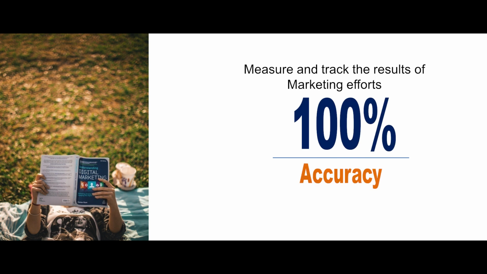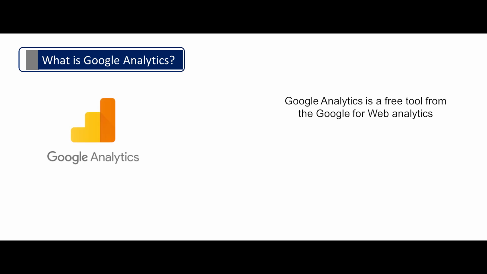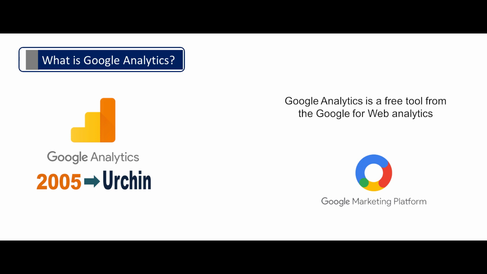The scenario is different in case of digital marketing. Here you can measure and track the results of marketing efforts with 100% accuracy with sophisticated tools available like Google Analytics and others. So first, let us see what is Google Analytics. Google Analytics is a free tool from Google for web analytics. Google Analytics was launched by Google in the year of 2005 when it acquired Urchin, a website statistics analysis program. Presently, Google Analytics is available inside the brand of Google Marketing Platform, a product from Google.